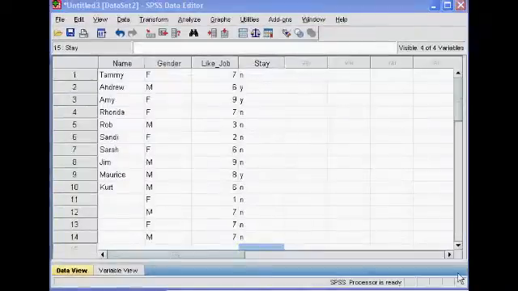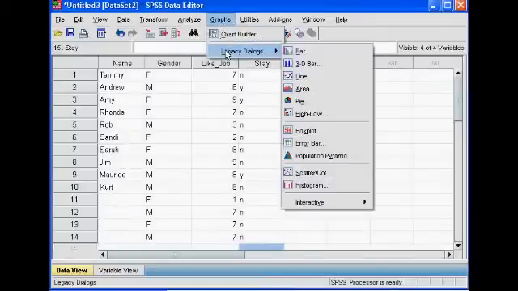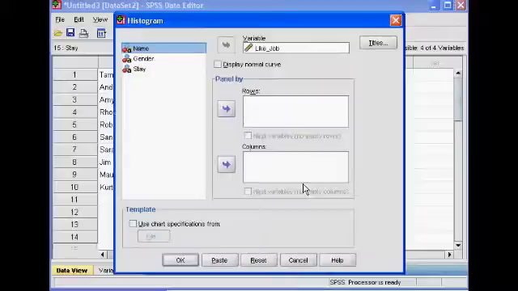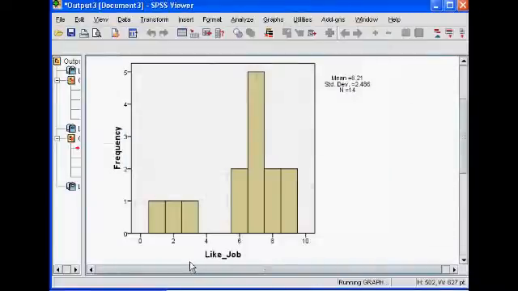Now that I have my data set up, the first thing I'm going to do is produce a histogram, which is a nice way to see how your data are distributed. Under Graphs, I choose Legacy Dialogues and then Histogram. In this case, my variable is like job, and I click OK. And the resulting graph looks like this.